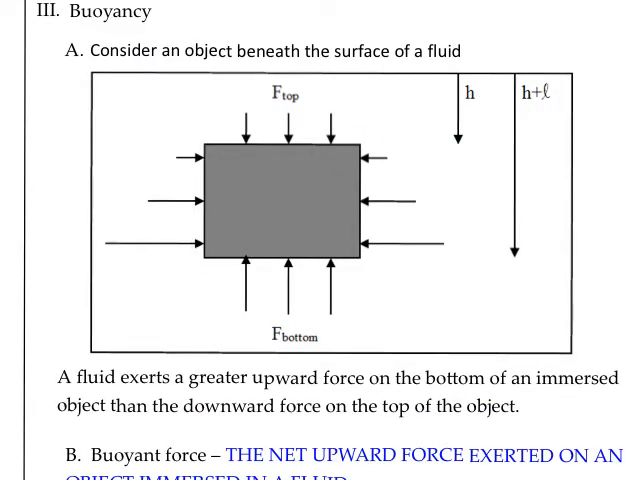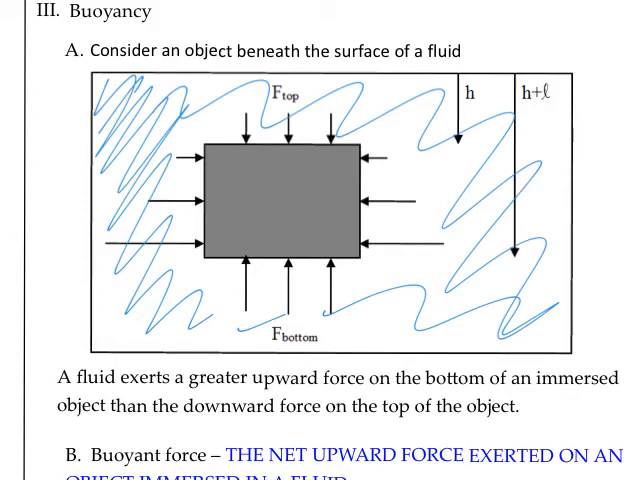Let's imagine that we have something underwater. So I've submerged an object underneath the surface of a fluid. Well, if it's going to be a buoyant object, which means it's going to try to float a little bit, that means the fluid exerts a greater upward force on the bottom of the immersed object than it does a downward force on the top. As you can see, I drew the magnitude, or the size, of the force coming from the bottom of the object as larger than the ones pushing down on it from the top.